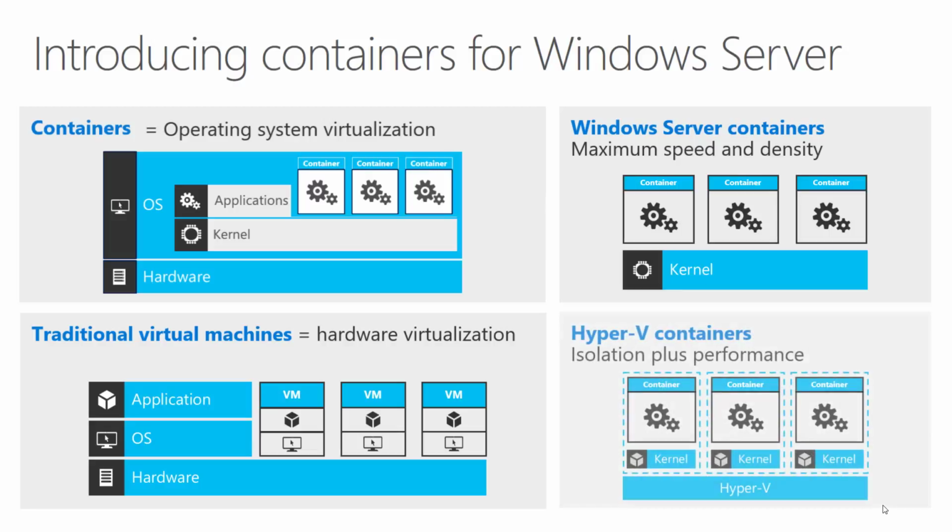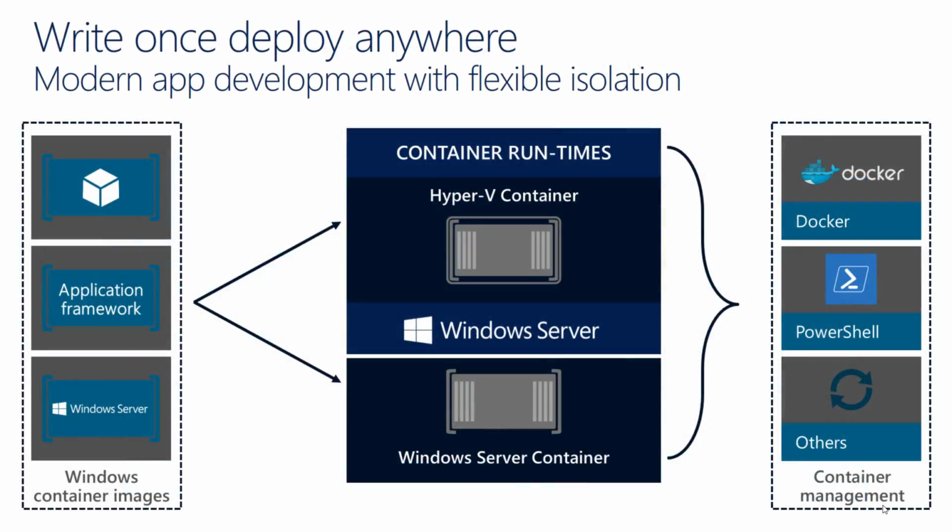But for organizations that really want to focus on getting more density than virtual machines provide, they can start looking at Hyper-V containers. And what they provide is that isolation that we were used to from a virtualization platform, but we've got a much smaller kernel running there, so we're getting a greater level of performance, but we're still getting that great isolation.